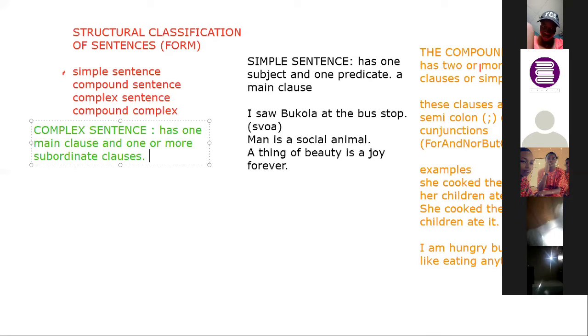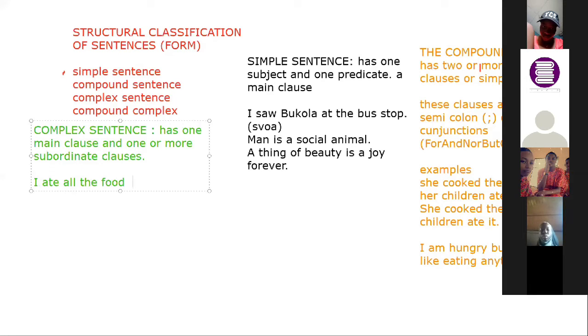Now, let's have some examples. Let me give you a main clause: I ate all the food. I ate all the what? All the food. That is a main clause.